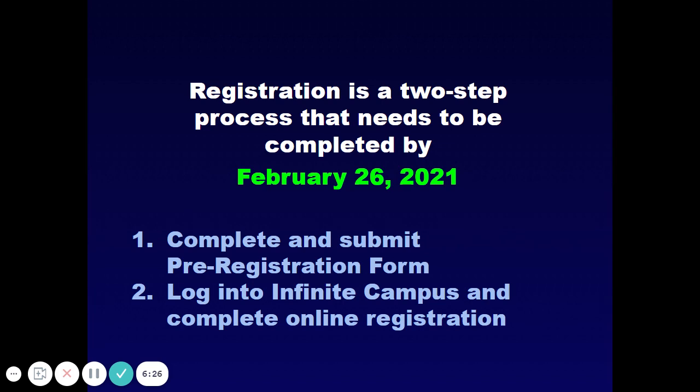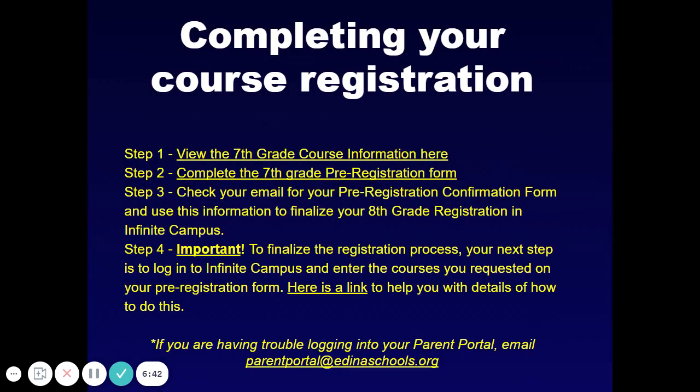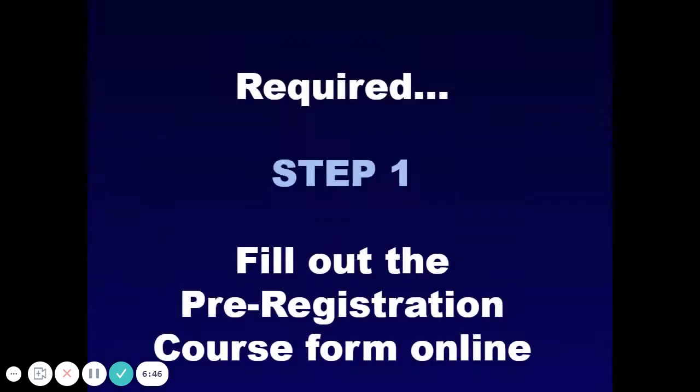So keep in mind that the whole registration process for you as a student with your parent is a 2-step process. You will be emailed information as well as your parents, and all of this can be found and is located on the Southview website. So the first step that you're going to do is the pre-registration form, which is electronic, so online.